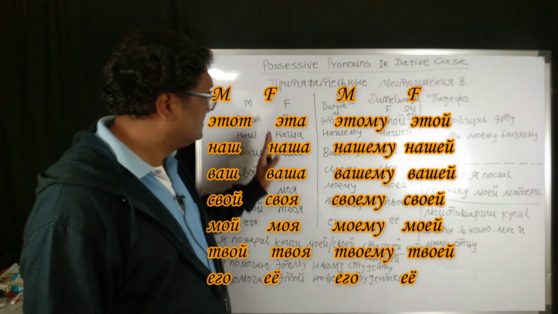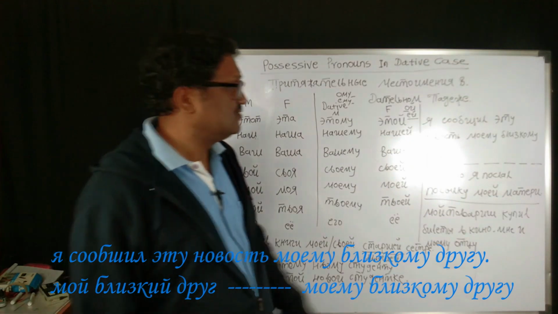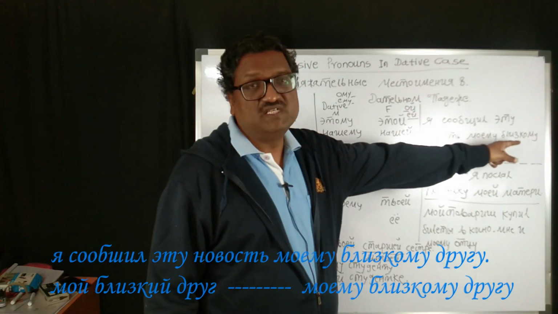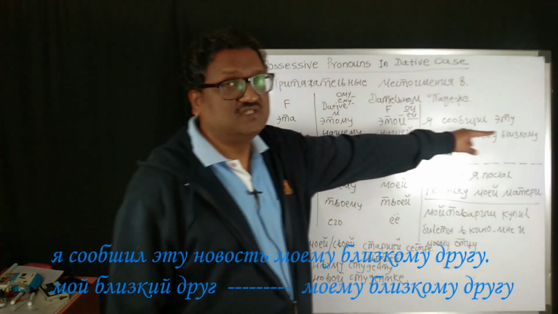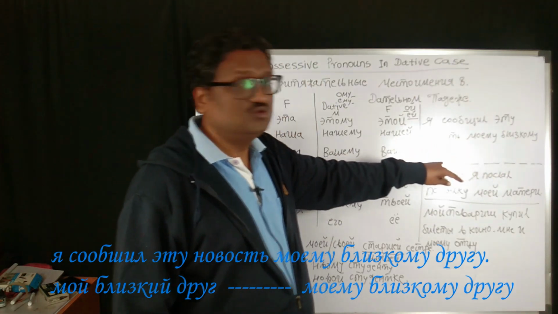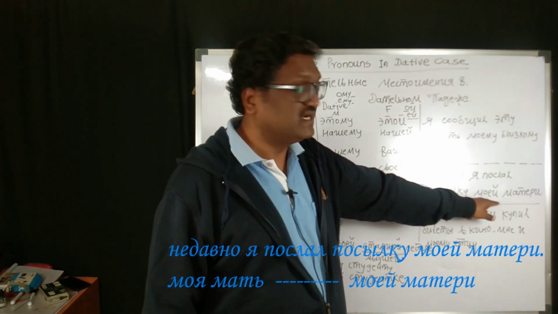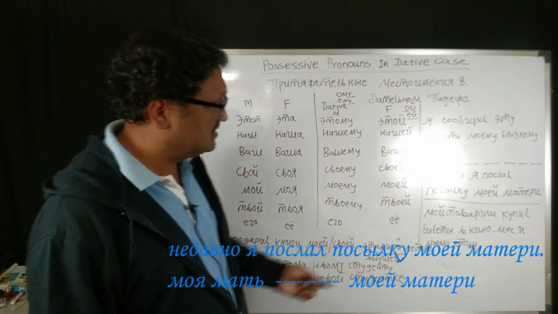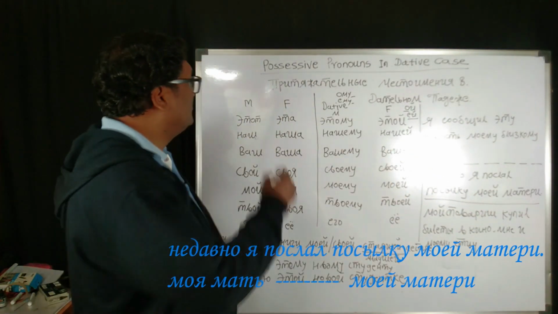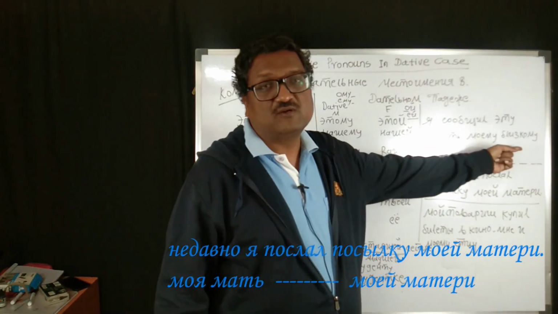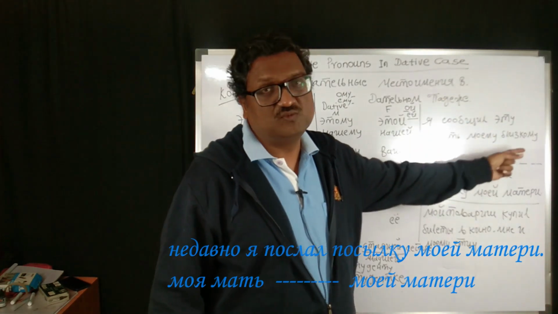So now we will see the examples of this. Я сообщил эту новость моему близкому другу. Now here, мой близкий друг is changing to моему близкому другу. See here, мой, моему. Dative case is answering the question кому. To whom? To my close friend. Моему близкому другу. Я сообщил эту новость моему близкому другу.